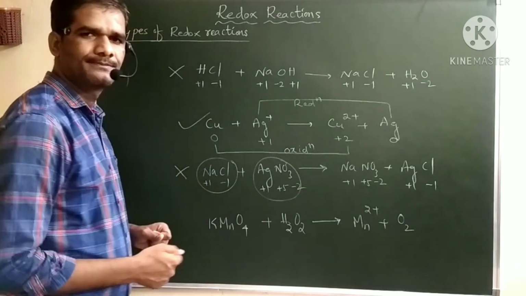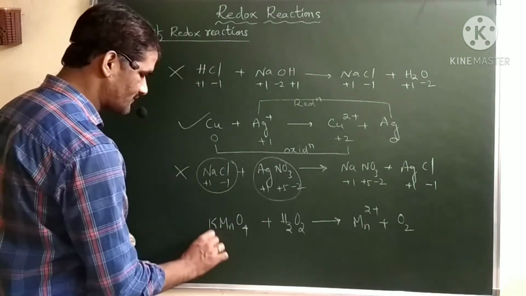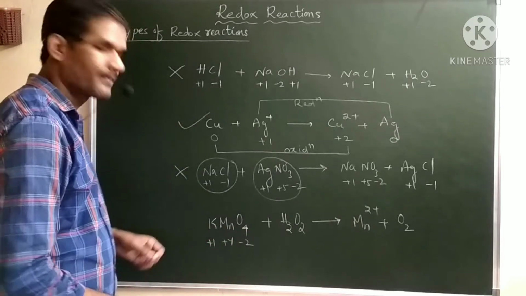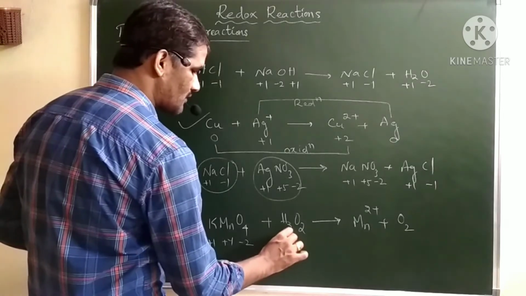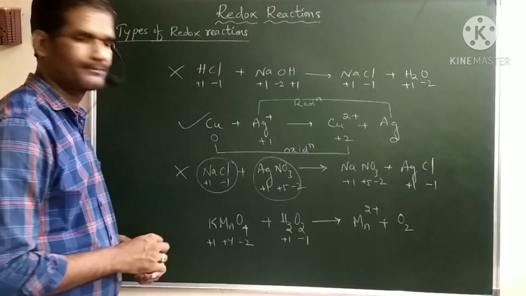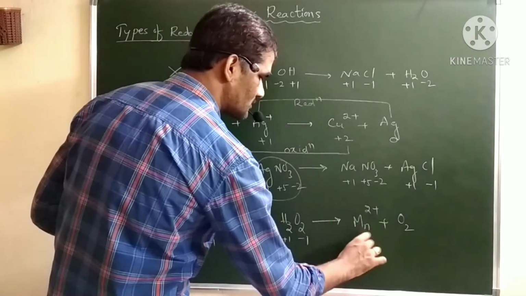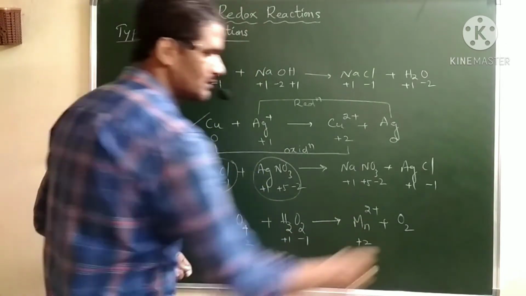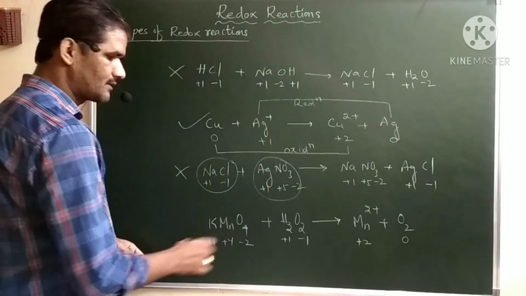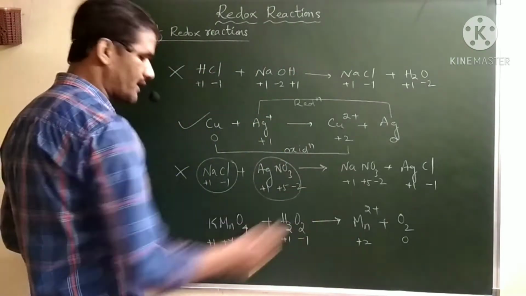And the last case, KMnO4: potassium plus 1, manganese plus 7, oxygen minus 2. This is hydrogen peroxide, hydrogen plus 1. In peroxide, the oxygen oxidation state is minus 1. Manganese, anyhow, is carrying a charge of plus 2. Your oxygen elemental state is 0. Now see, potassium here is a counter ion.